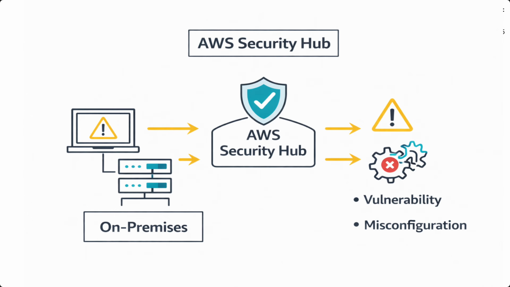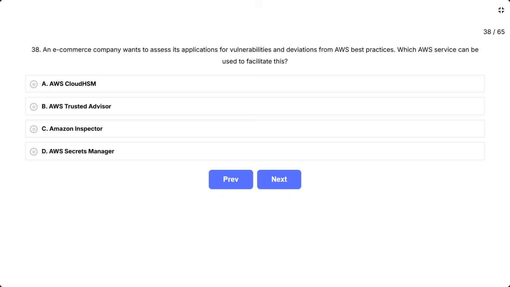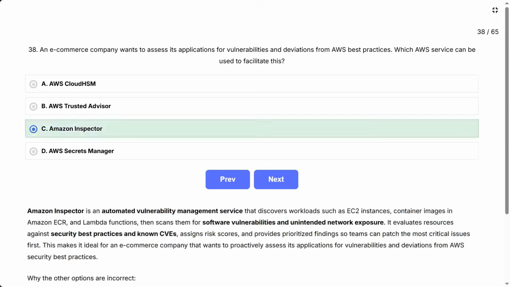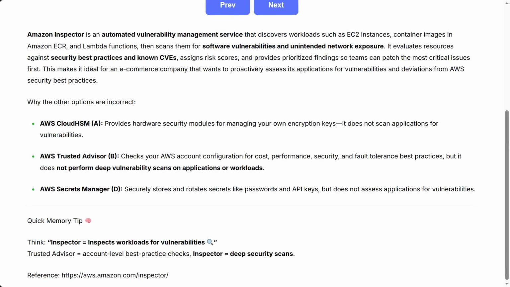In simple terms, which service automatically checks my running apps and infrastructure for security issues? The correct answer is C, Amazon Inspector. Amazon Inspector is an automated vulnerability management service that discovers workloads such as EC2 instances, container images in Amazon ECR, and Lambda functions, then scans them for software vulnerabilities and unintended network exposure.